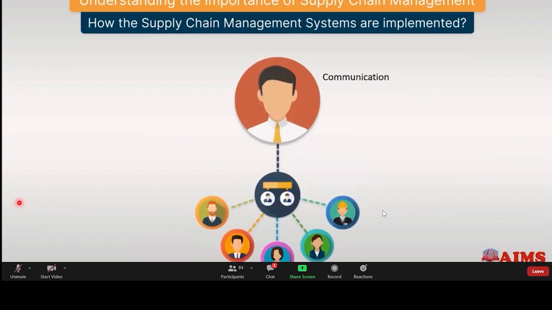And then communication is very important in supply chain management system because it involves a lot of people na makaka-deal nyo in terms of communication. So it's very important, kahit naman saan, communication is very important.